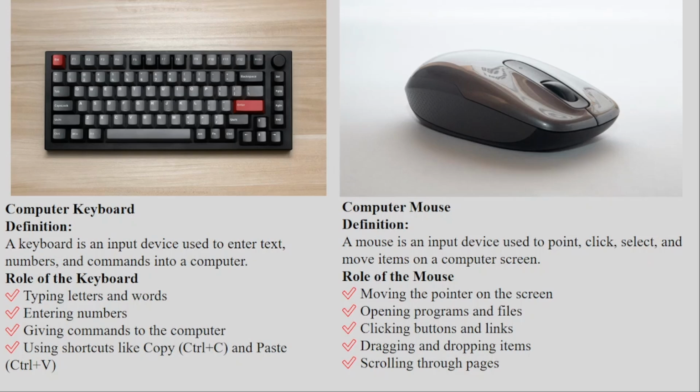Then for the mouse, a mouse is an input device used to point, click, select, and move items on a computer. As you can see, I'm trying to move the cursor. Its main roles are moving a pointer on a screen, which I'm doing here, opening up programs and files, clicking buttons and links, dragging and dropping items, and scrolling through pages. Scrolling can be when you're using Word and you have a lot of pages and you want to speed things up. You will see the mouse in practical.